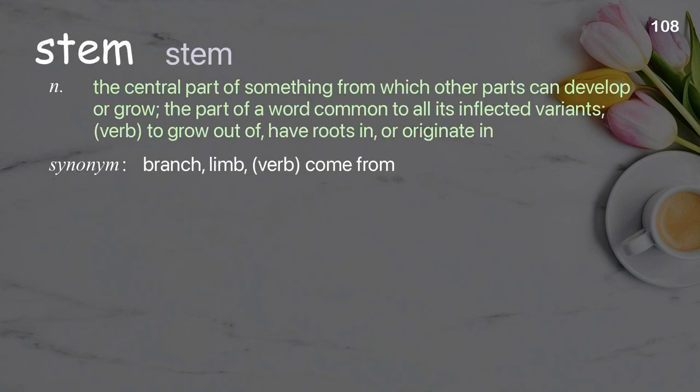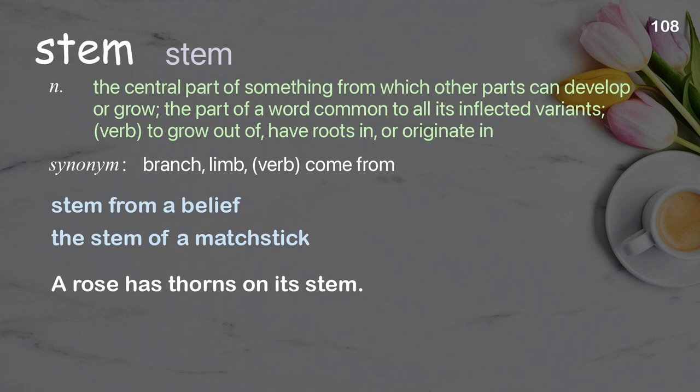Stem. The central part of something from which other parts can develop or grow. The part of a word common to all its inflected variants. Verb, to grow out of, have roots in, or originate in. Examples. Stem from a belief. The stem of a matchstick. A rose has thorns on its stem.